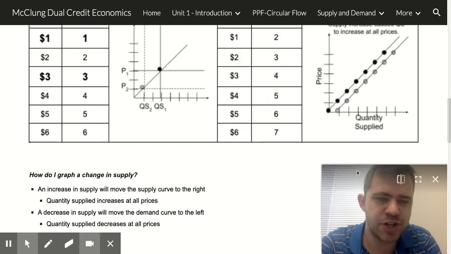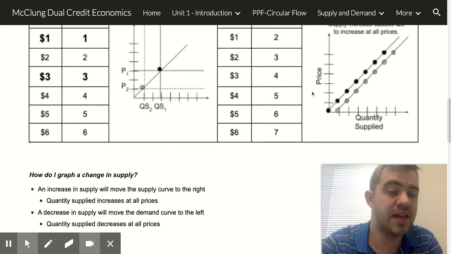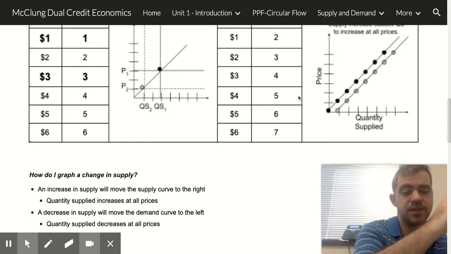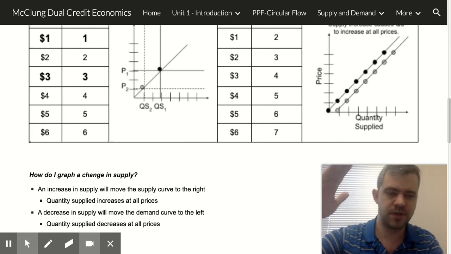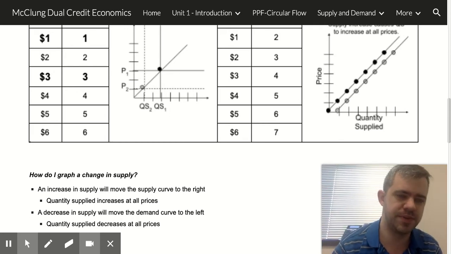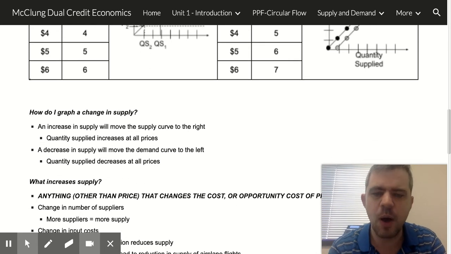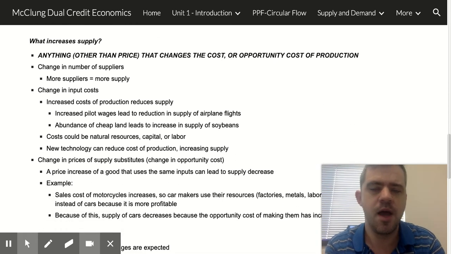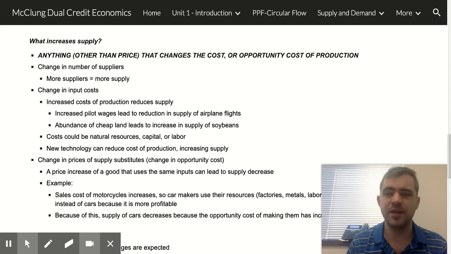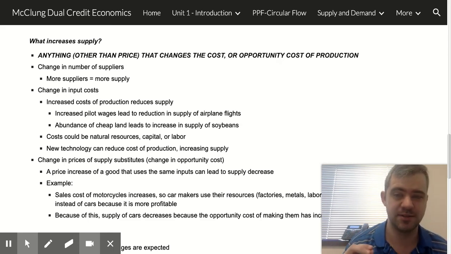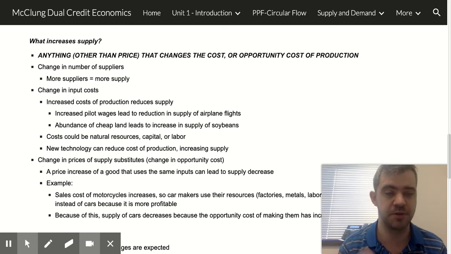So a change in supply, an increase is going to move it to the right. A decrease is going to move it to the left, just like it was with demand. So let's talk about what actually shifts supply, though. So what increases supply? Anything other than price that changes the cost or opportunity cost of production.